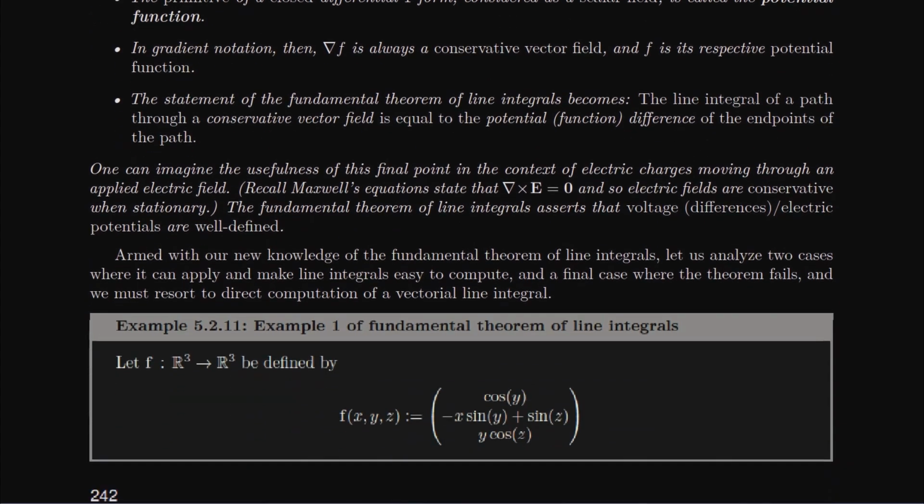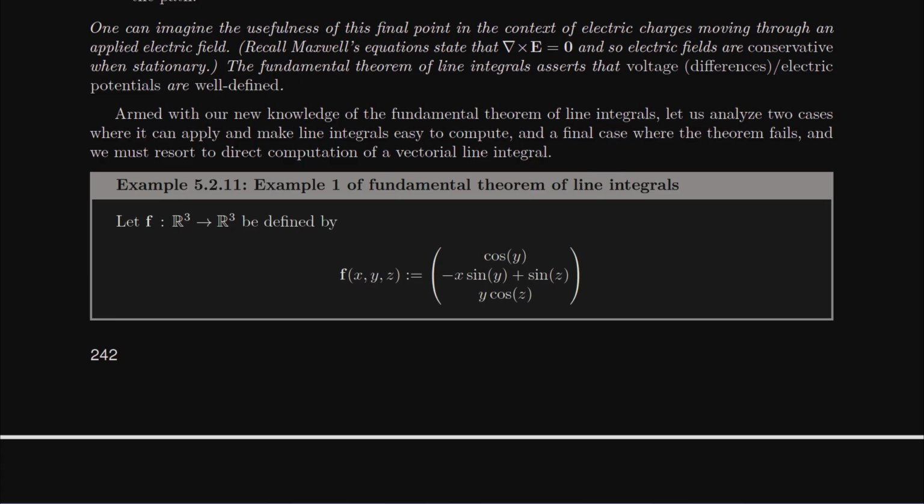I've also got a comment on Maxwell's equations here. What is it saying about Maxwell's equations? Recall that the curl of the electric field is 0, and so electric fields happen to be conservative vector fields, and so the fundamental theorem of line integrals is basically saying that voltage, the potential of an electric field, is actually a well-defined object. You can define a potential for an electric field. So that's a nice way to think about it as well.